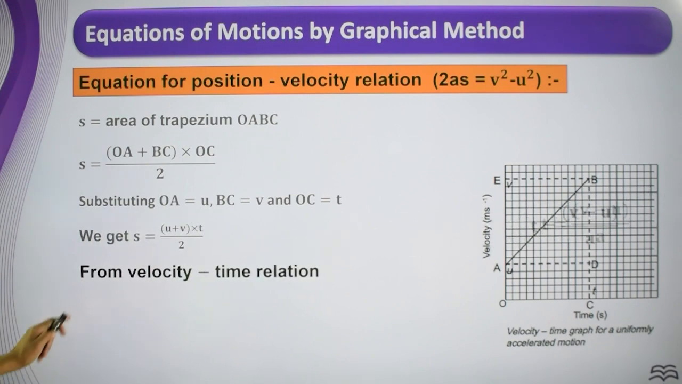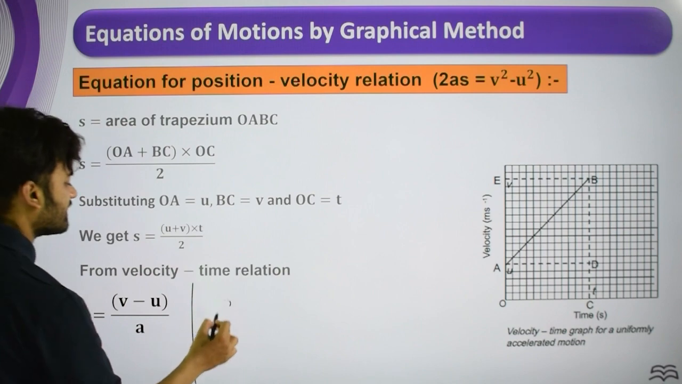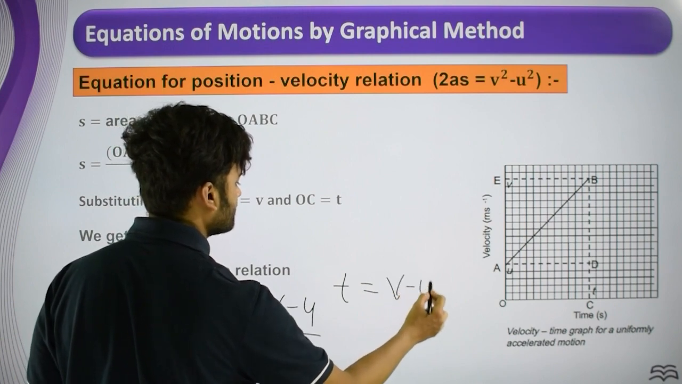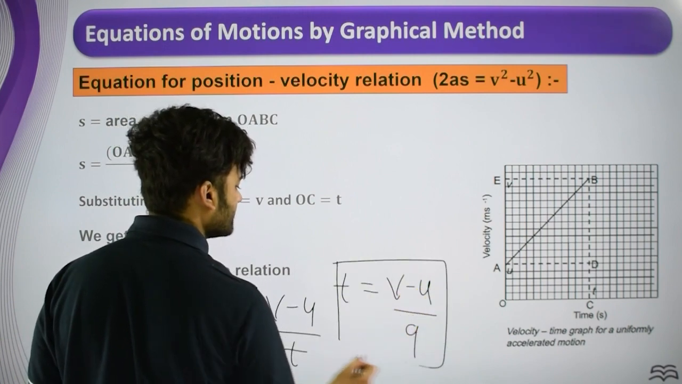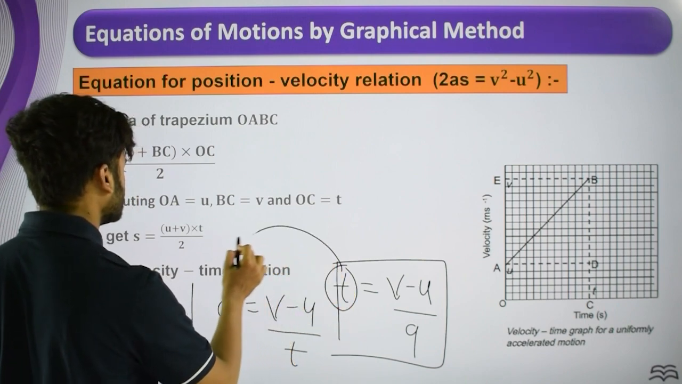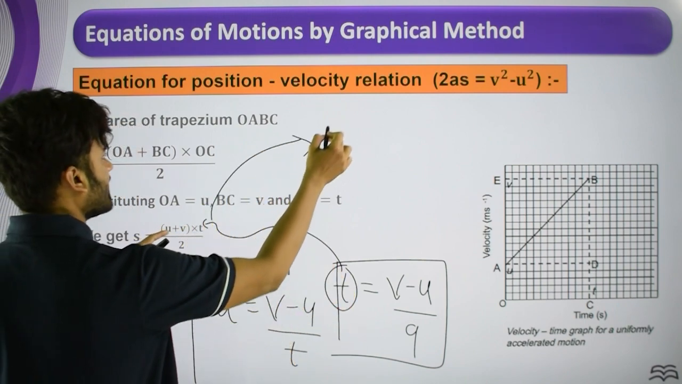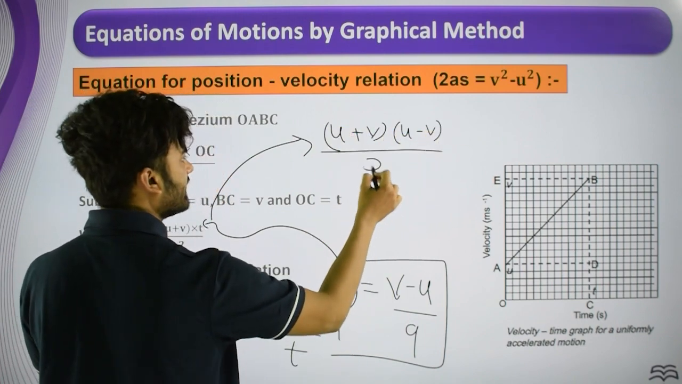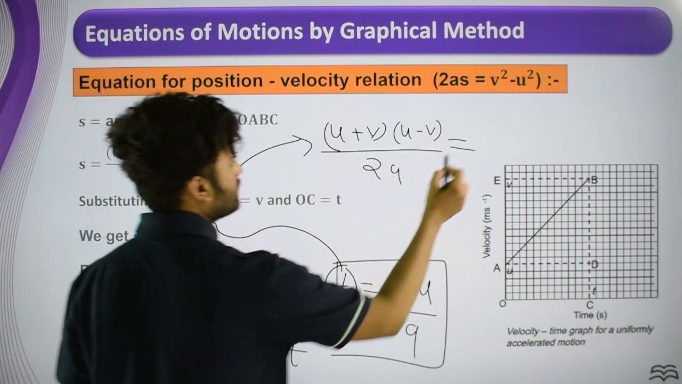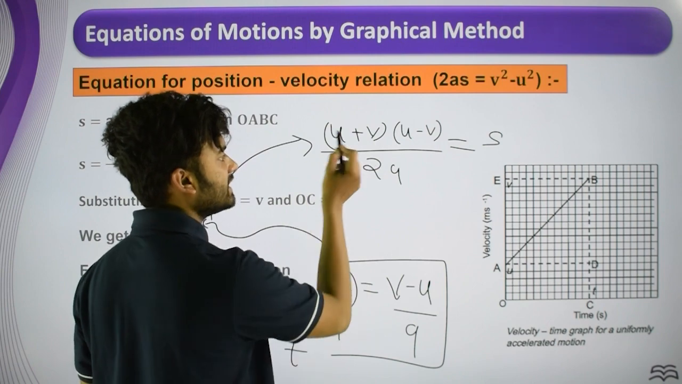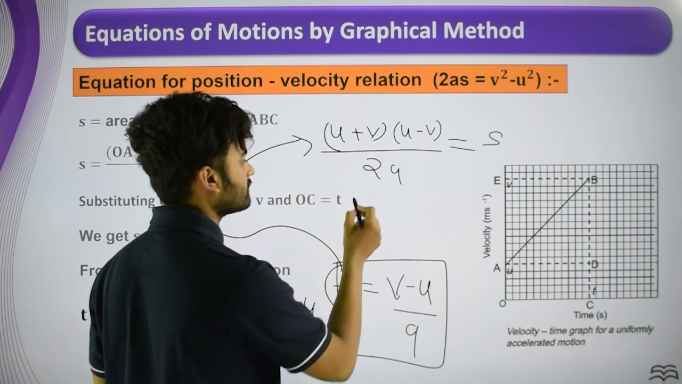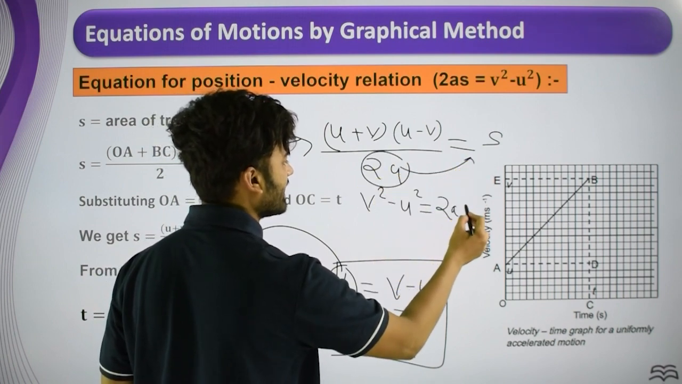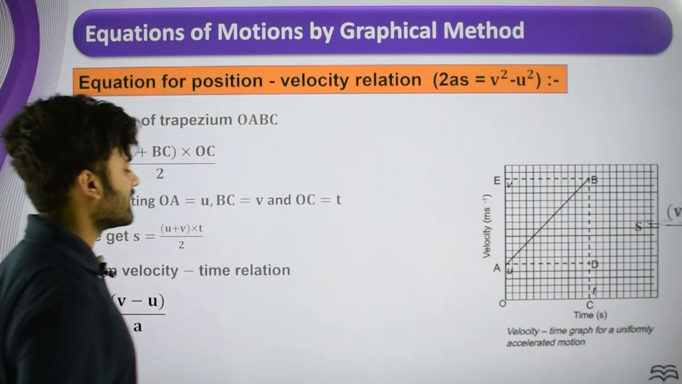Now further, from the velocity time relation, we know acceleration is change in velocity upon time. So here we get time T is equal to (V minus U) upon A. We put this value of T in this equation, and we get (U plus V)(V minus U) upon 2A, and this is equal to S. So this is (a plus b)(a minus b), which is a square minus b square. So we get V square minus U square, and this 2A we transfer here. So we get 2AS. So V square minus U square is equal to 2AS.